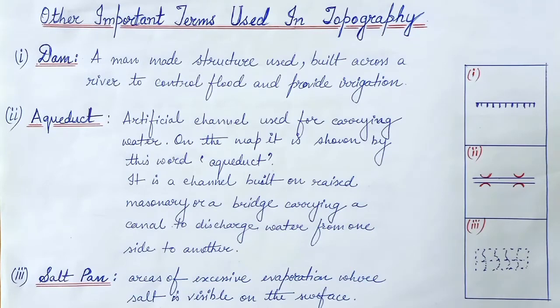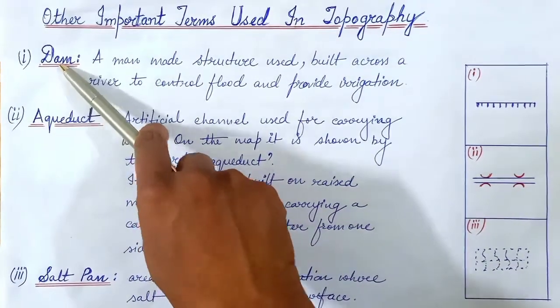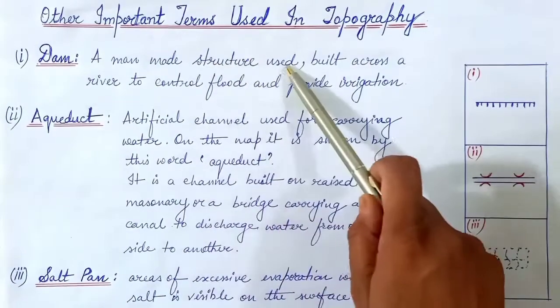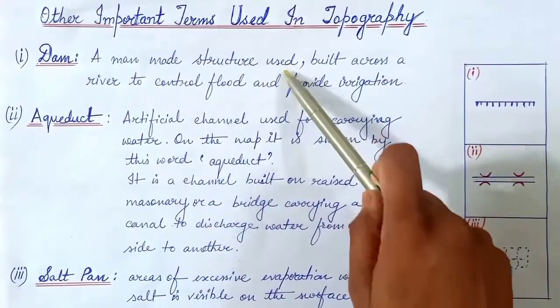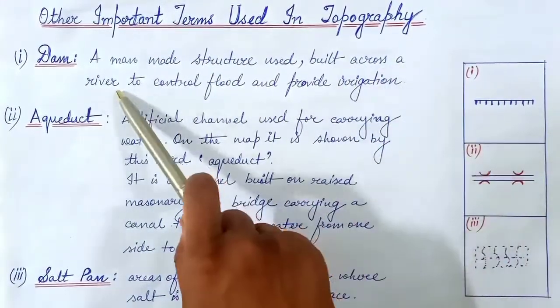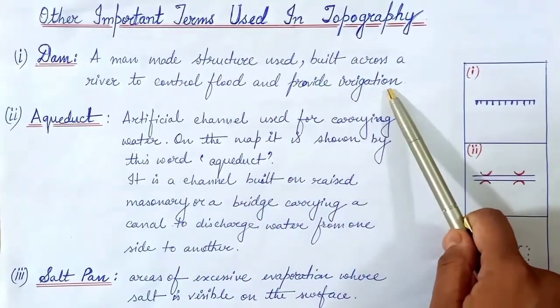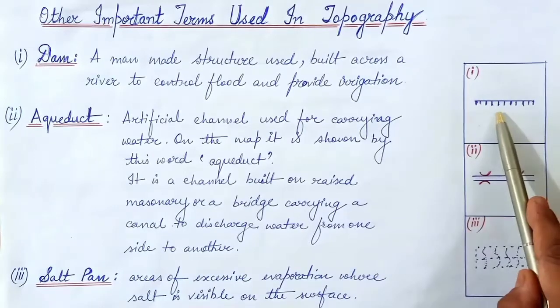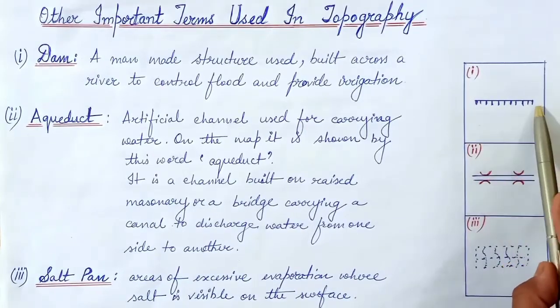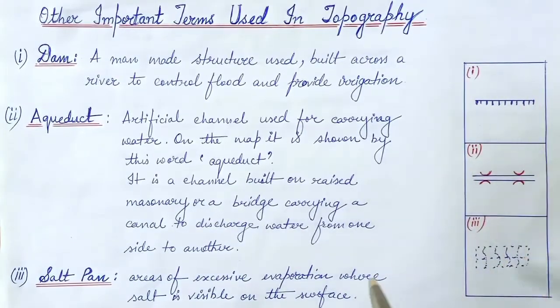So let's begin. The first one is dam. A dam is a man-made structure which is made up of concrete, and it is built across a river to control flood and to provide water for irrigation. And in a topographical map, you will see it in this way. This is the symbol for a dam.